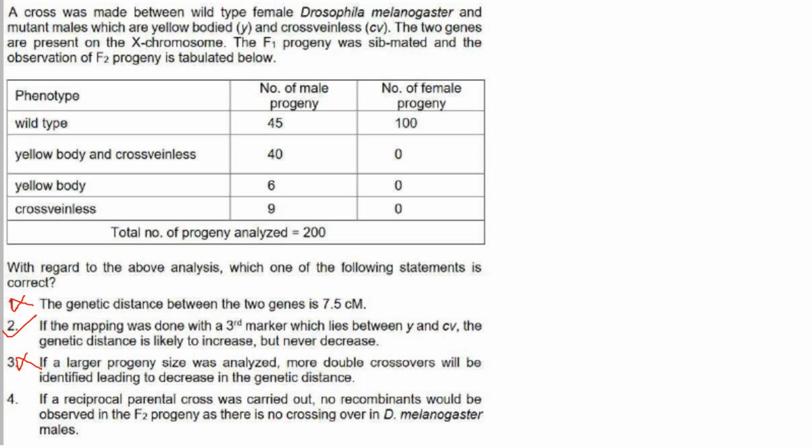If a reciprocal parental cross was carried out, no recombinants would be observed in the F2 progeny as there is no crossing over in Drosophila melanogaster males. Reciprocal cross means mutant female into wild type male. There will be recombinants because females can undergo recombination. So 4 is not correct.